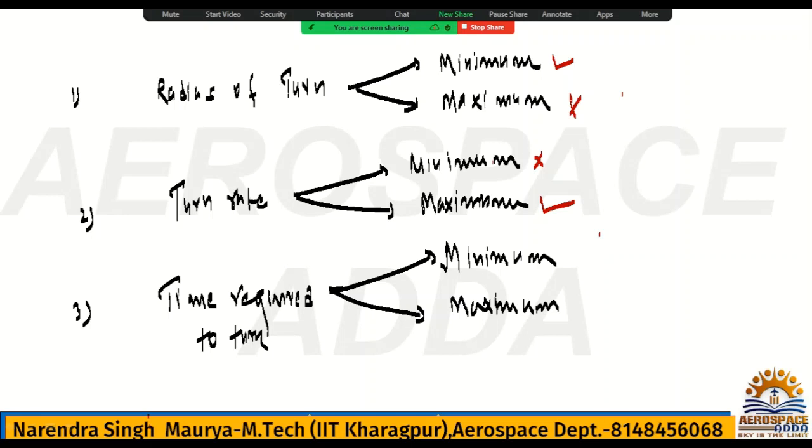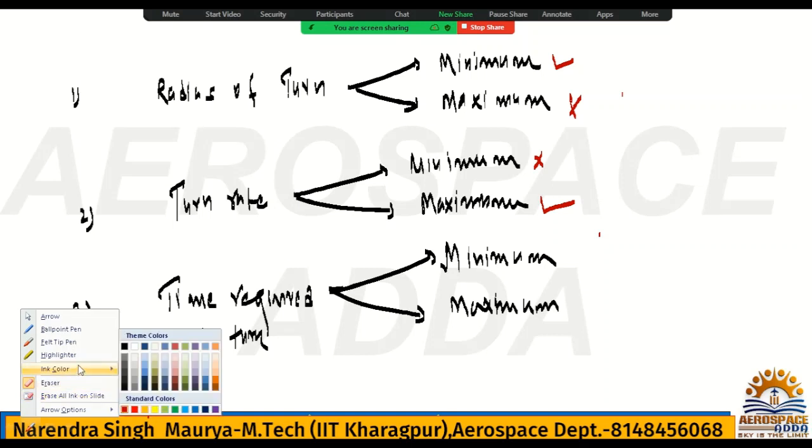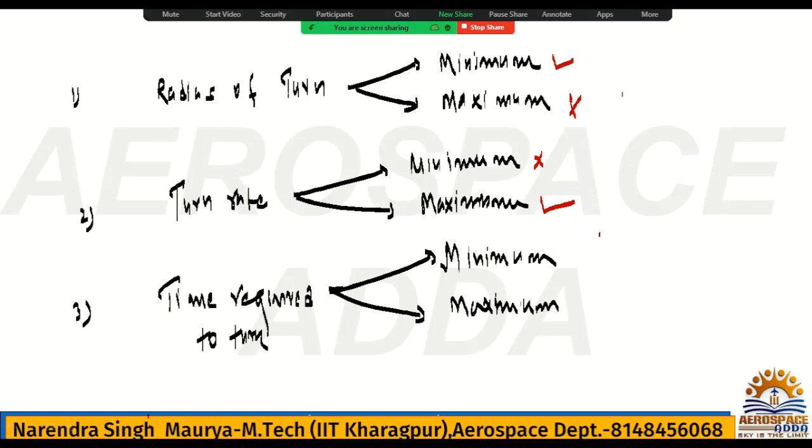What should be the time required to turn? Obviously it should be minimum. Okay, it should be maximum, sorry. Time required to turn should be maximum, no? Because if it is minimum, then it means it is taking more time. That is not good. I explained for the two cases. If you understood two cases, the third case you will definitely understand. So time required to turn should be maximum.